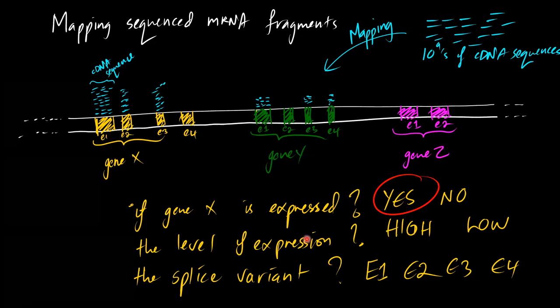What about the level of expression? Because only these two genes are expressed, notice that more cDNA sequences are mapped to the exons of gene X compared to Y. So the level of expression of gene X is considered high. The level of expression of gene Y is considered low.